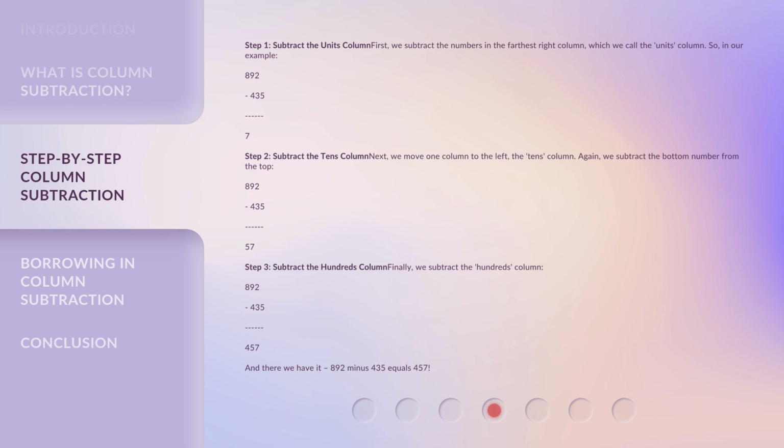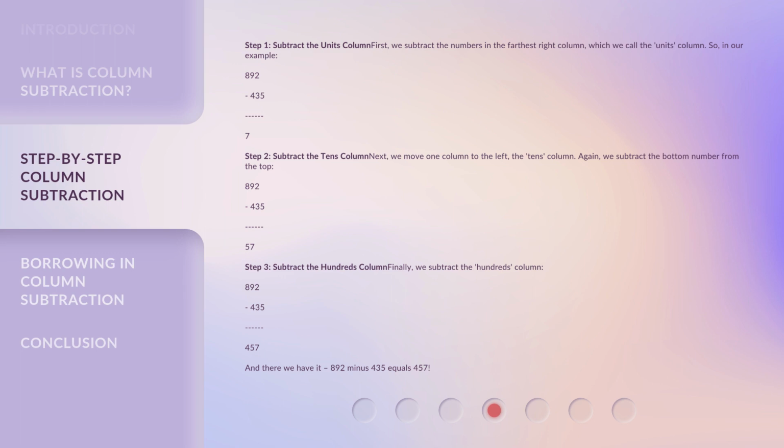Step 1. Subtract the units column first. We subtract the numbers in the farthest right column, which we call the units column. So, in our example, 892, 435, 7.